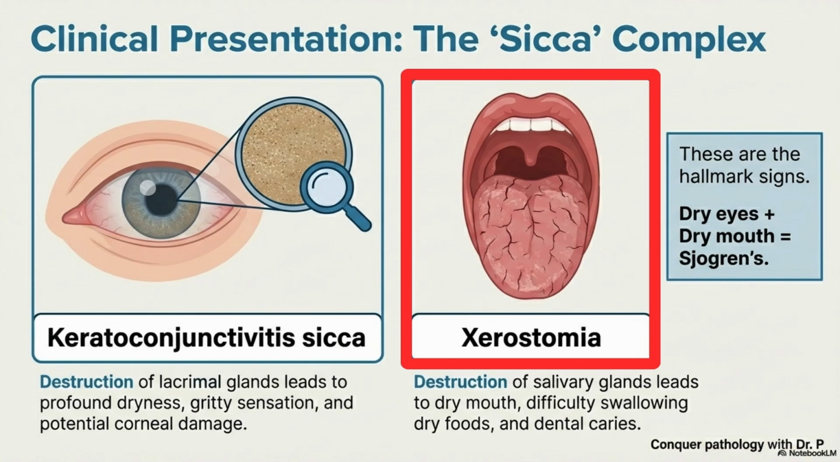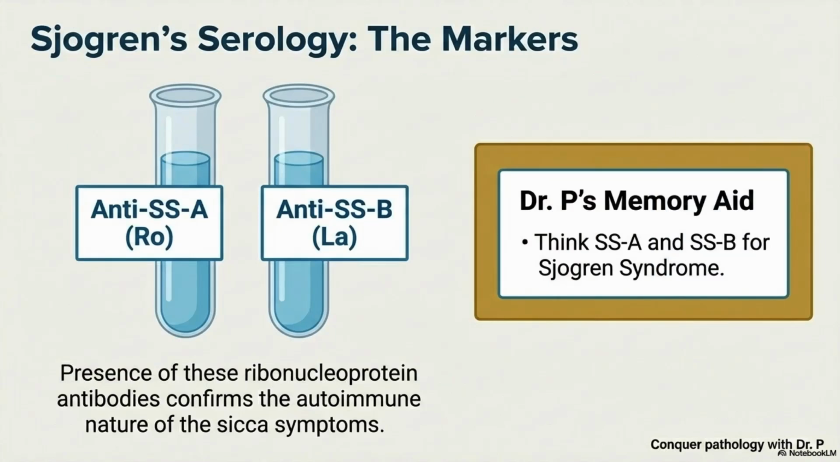How do we tag this suspect? We look at the serology. We are looking for two specific antibodies against ribonucleoproteins, anti-SSA, also called Ro, and anti-SSB, also called La. Remember, SS stands for Sjogren syndrome. If you see Ro and La, think Sjogren.